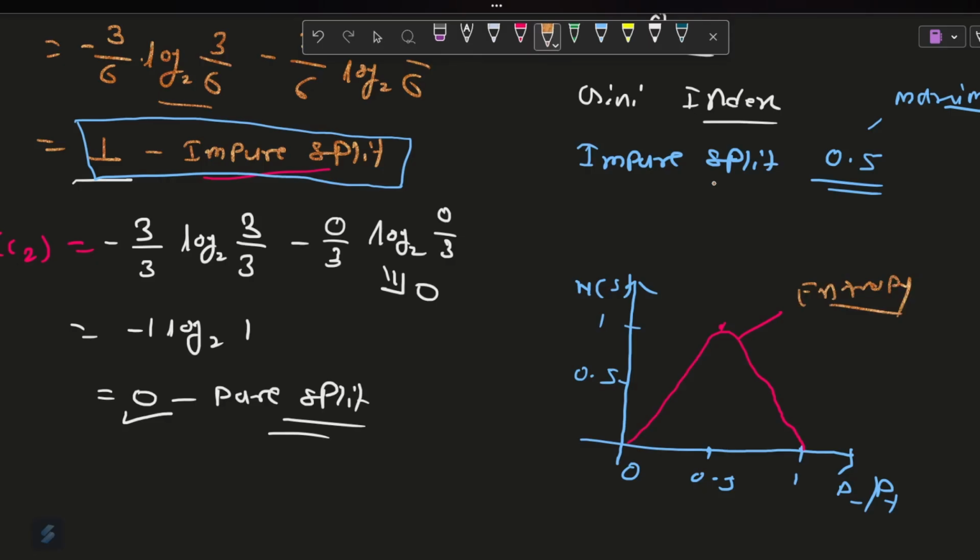And similarly, what is the maximum amount of impurity for the Gini index? The Gini index maximum is 0.5. So that is somewhere here, and the graph is created something like that. So this is for Gini impurity.